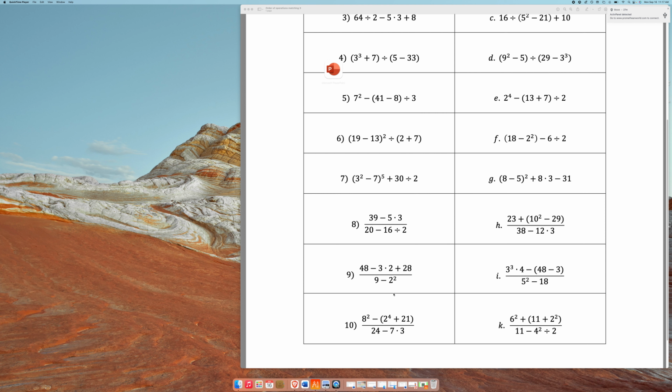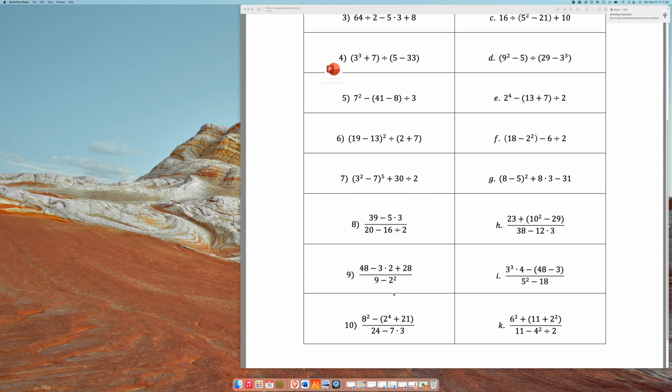And then number 9, 48 minus 3 times 2 plus 28 all over 9 minus 2 to the second power. Okay, so you know what? Maybe you can split it up and then join them again at the end, if that makes it easier for you.